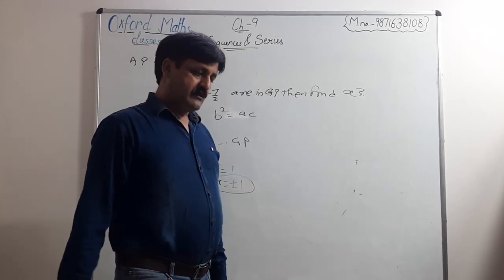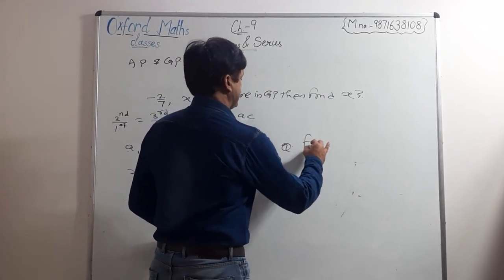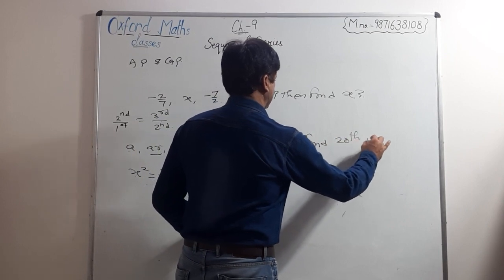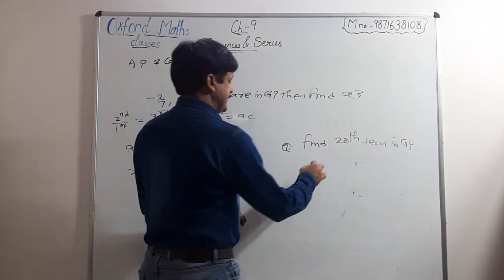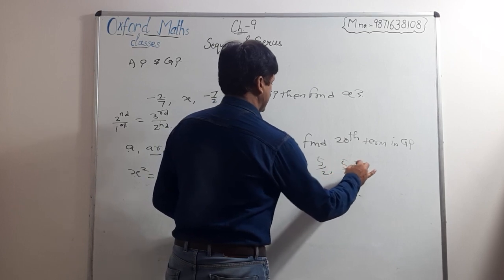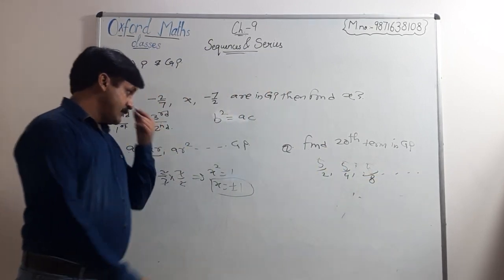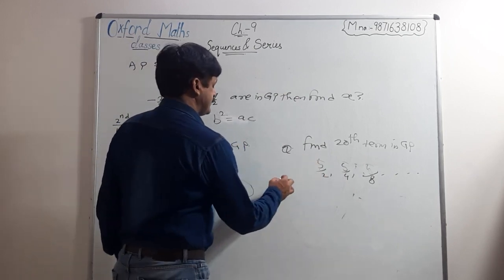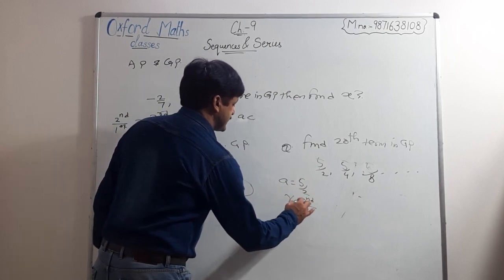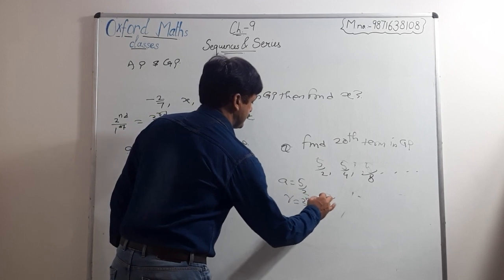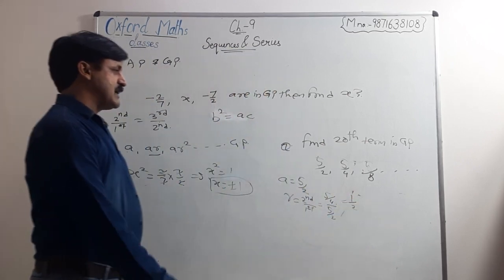Another question. Find the 20th term of the GP 5 by 2, 5 by 4, 5 by 8, and so on. Here the first term is 5 by 2, a is equal to 5 by 2, and r means ratio, second term divided by first term, that means 5 by 4 divided by 5 by 2, or we say 1 by 2. That is r.